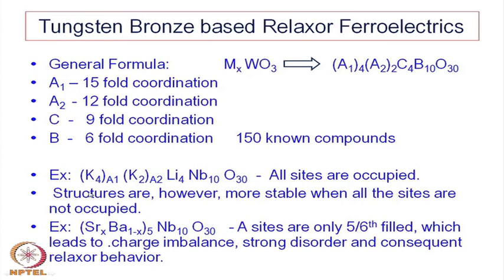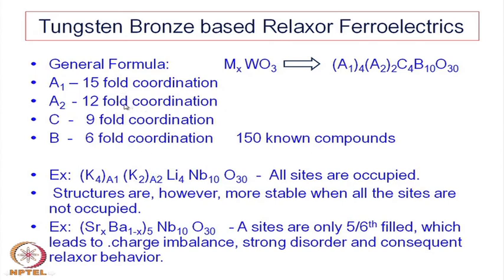One example of this particular structure is potassium lithium niobate, K4 Li2 Nb10 O30, where all sites are occupied. There are 4 sites, 2 sites here, 10 and so on. So, all of them are occupied. If you compare this formula with the general one, you can see all of them are occupied. There are 2 different types of potassium ions here, one at the A1 site and one at the A2 site, having different coordination numbers.